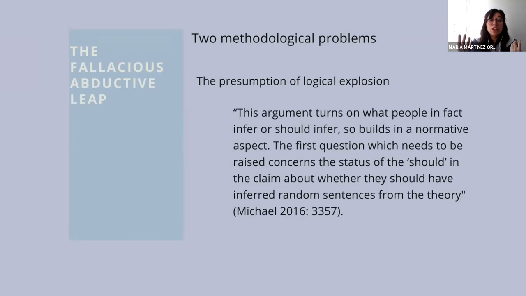It assumes that not only do we have logical consequence relations closing our chunks of reasoning, but also that we have to entail certain things, or we are expected to entail certain things. And if not, then we can infer directly something about the logical consequence relation that is closing that part of our reasoning. So the first question which needs to be raised concerns the status of "should" in the claim about whether they should have inferred random sentences from the theory.